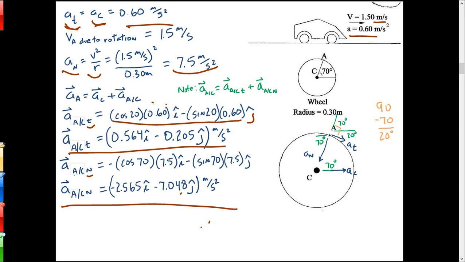So, a fair amount of number crunching with the vectors, but all I'm doing there is finding AN and AT. Those are the parts of the acceleration of A with respect to C. Then I'm figuring out what direction they point, and once I've got that, I'm doing the trigonometry to break them up into x and y components. That's all I'm doing there. And one new thing here is that AT is AC. They're equal to each other. They're both 0.6.